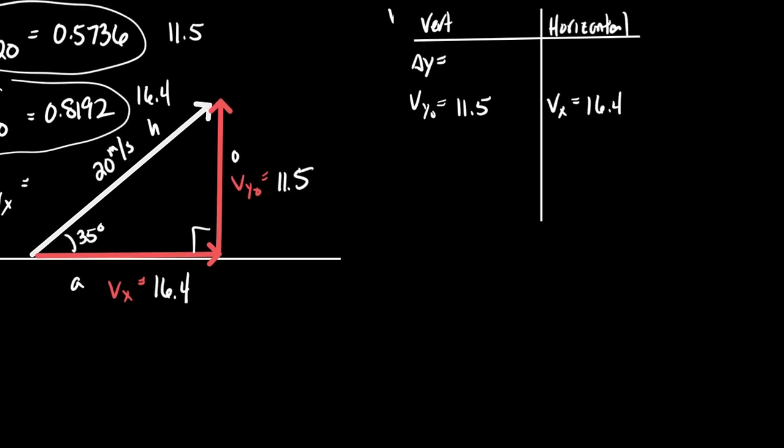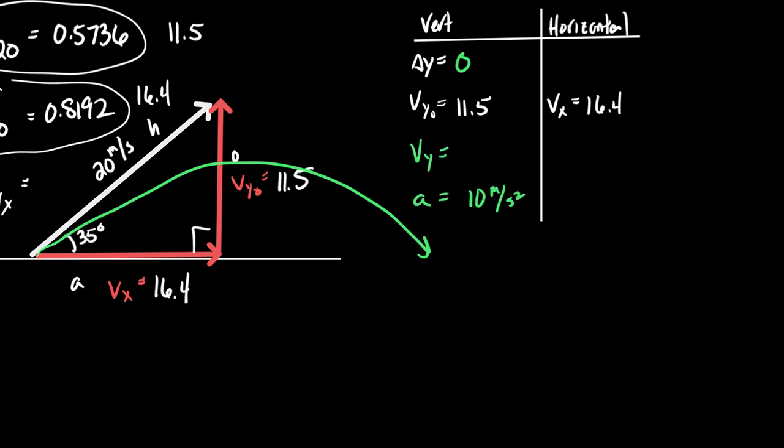Problem's going to be launched from the ground. If it lands on the ground, then delta y is 0. I don't know the final velocity, but the acceleration is likely 10 meters per second squared. And I'm interested in finding how long it's in the air. If I know how long it's in the air, I can tell you where on the ground it's going to land. And projectiles is still our study point.